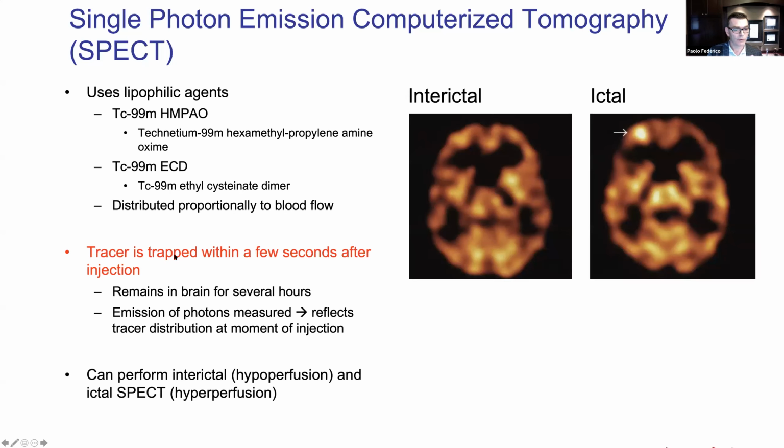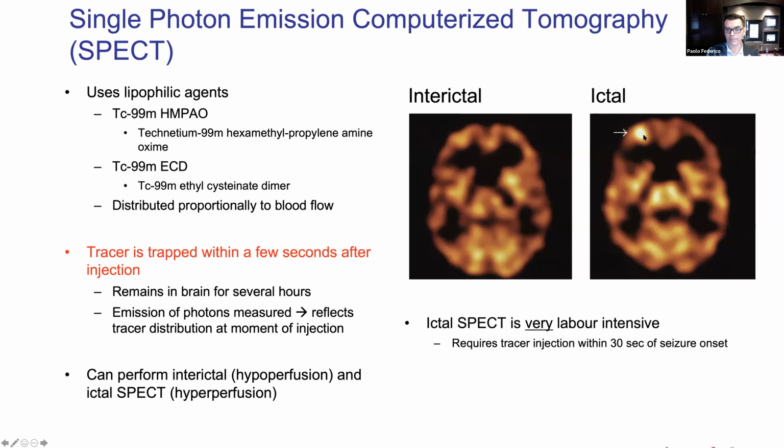Because the tracer is trapped within a few seconds rather rapidly, you can either perform interictal SPECT, where you may see hypoperfusion in the putative epileptogenic zone, or you identify the functional deficit zone, or at the beginning of a seizure where you can see hyperperfusion during an ictal SPECT. And as you can see here, sometimes it's difficult to identify an abnormality on interictal SPECT, but it's a little bit easier on ictal SPECT. And that's usually the case.